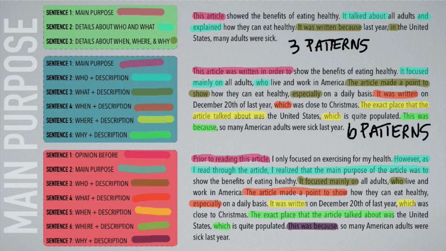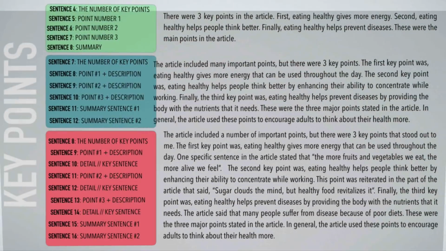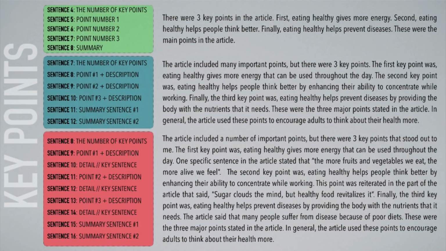Okay, so for the advanced level, we have a total of 7 patterns that we will use for the main purpose section. Okay, let's keep going on to the next section. All right, the next section, the key points section. So next in the key points section, we'll start with the beginner level. Okay, the first sentence for this section is the number of key points.